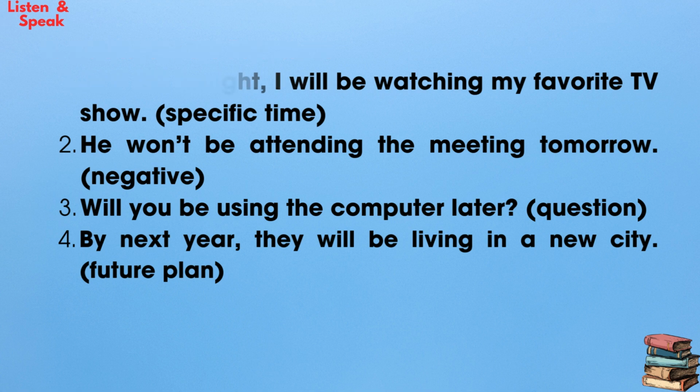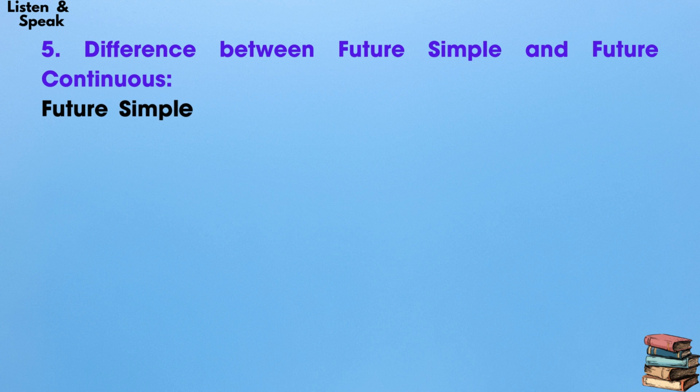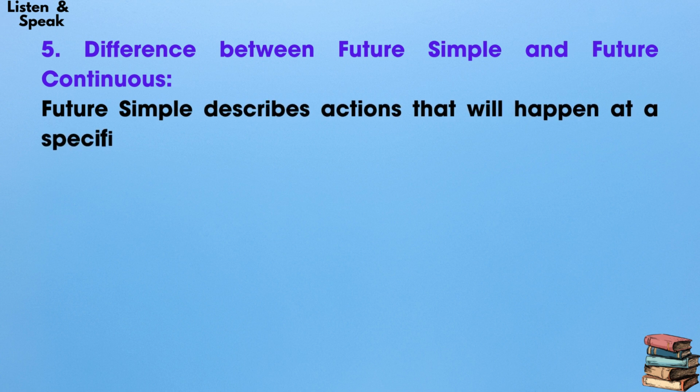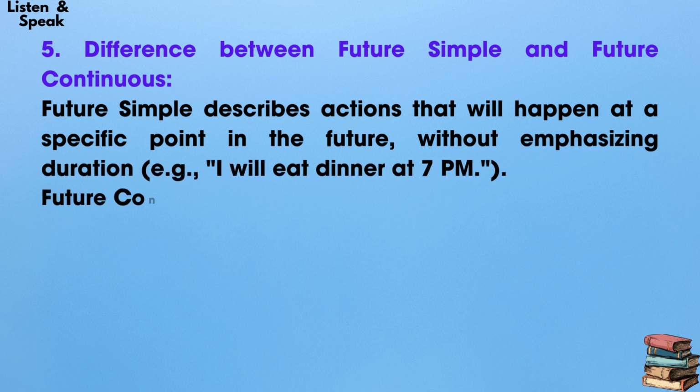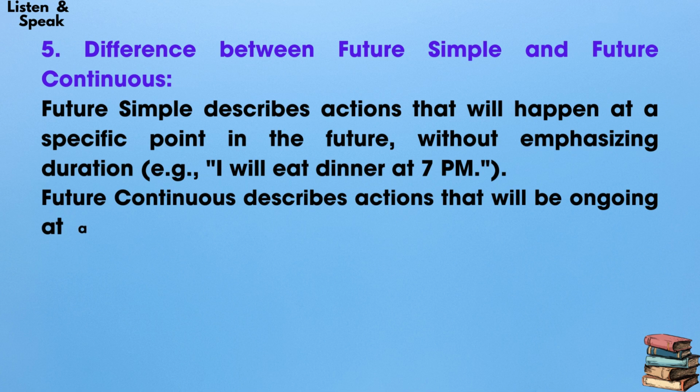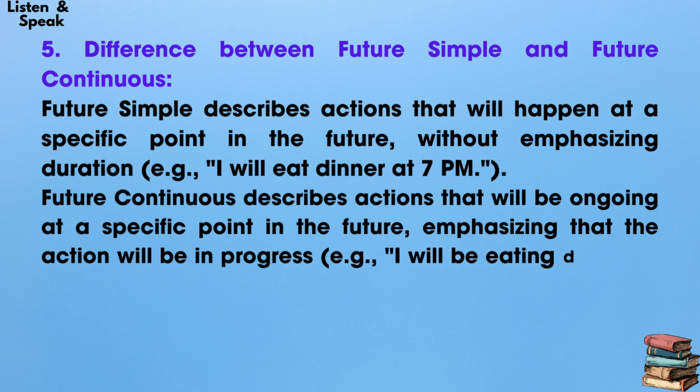4. By next year they will be living in a new city. Future plan. 5. Difference between future simple and future continuous. Future simple describes actions that will happen at a specific point in the future, without emphasizing duration. For example, I will eat dinner at 7 p.m.